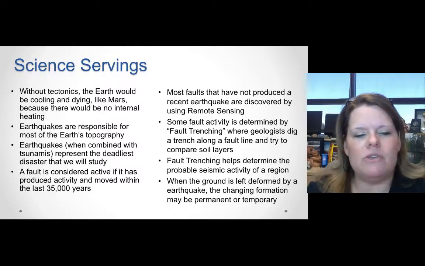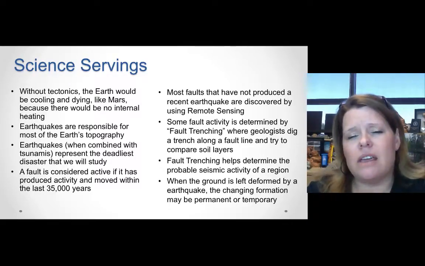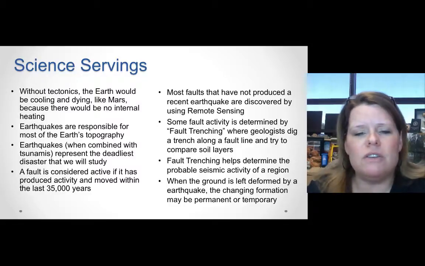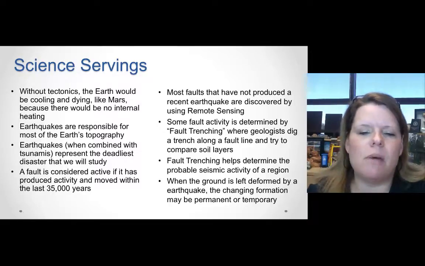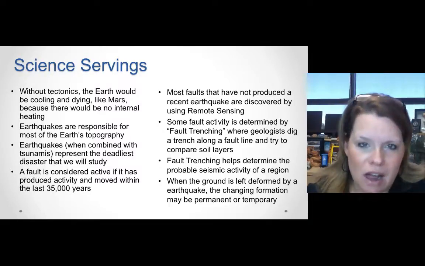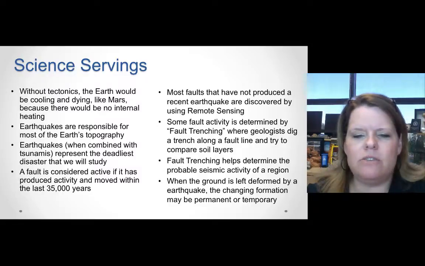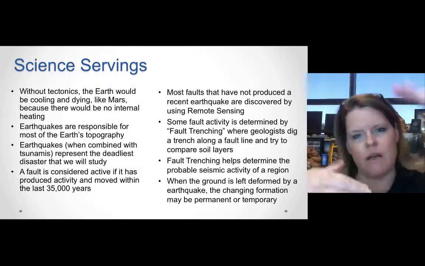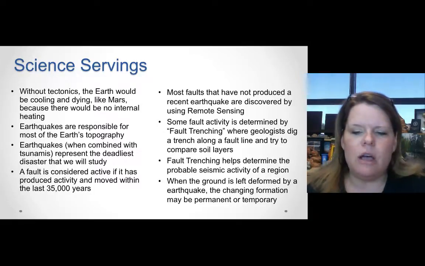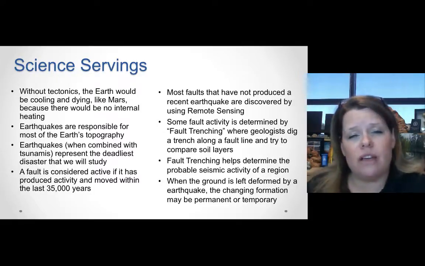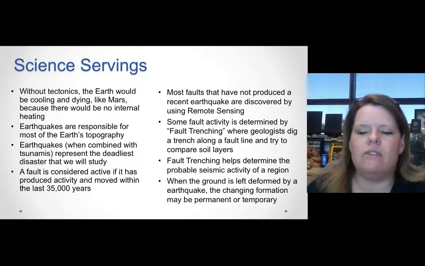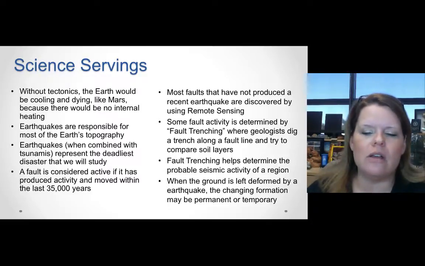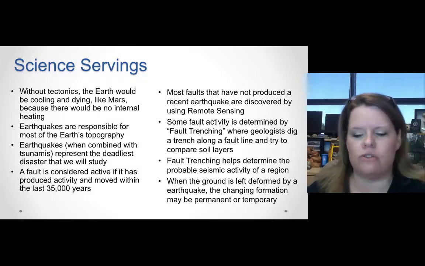Earthquakes, when combined with tsunamis, represent the deadliest disaster that we will study, and they are extremely devastating. Most faults that have not produced a recent earthquake are discovered by remote sensing, which is the use of satellites. Some fault activity is determined by fault trenching, where geologists dig a trench along a fault line and compare the soil layers to see if the horizons have been offset. Fault trenching helps determine where probable activity for seismic events could occur. And when the ground is deformed by an earthquake, the changing formation may be a permanent or temporary structure.